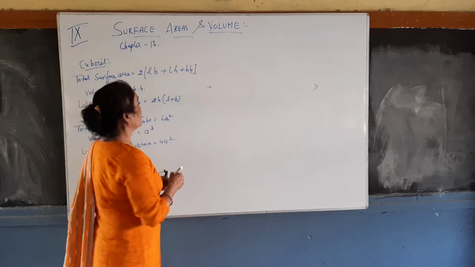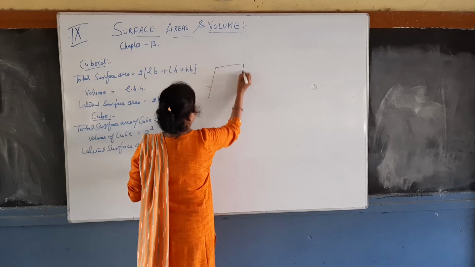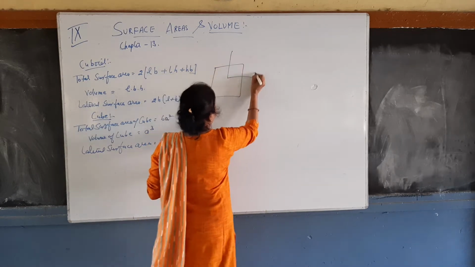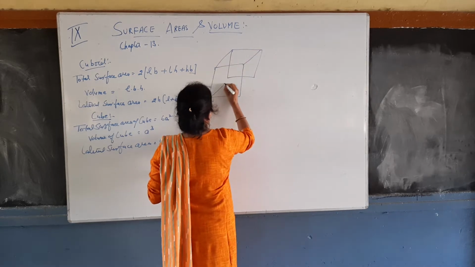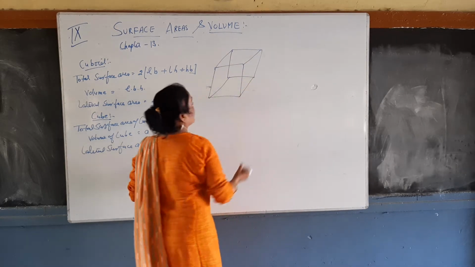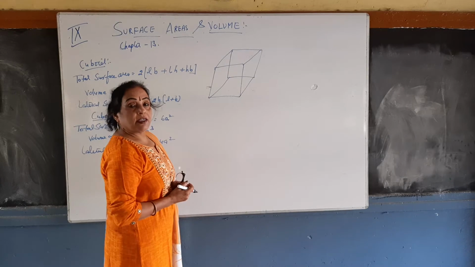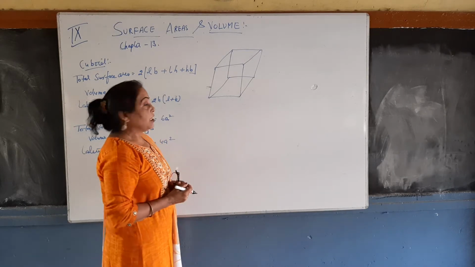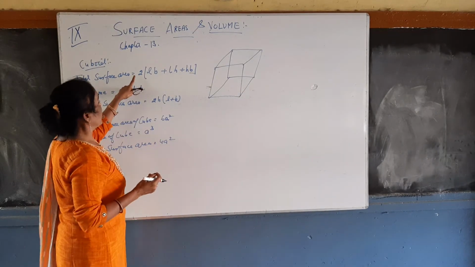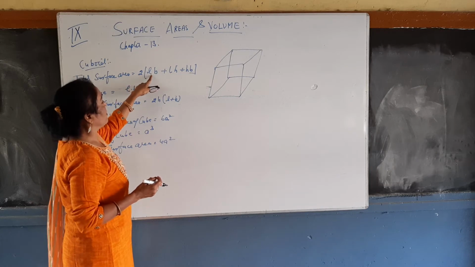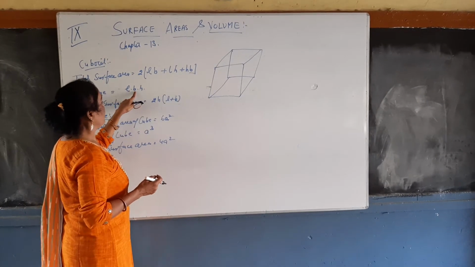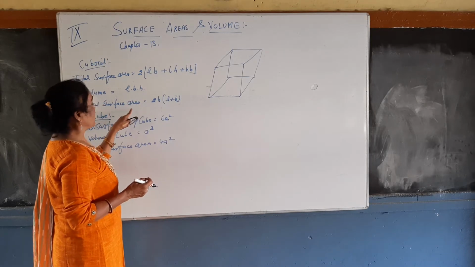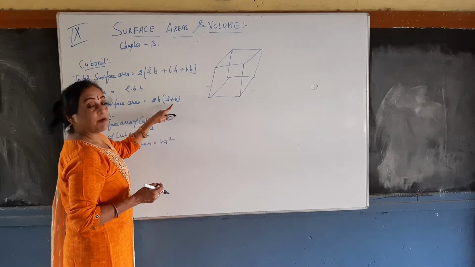Cuboid means the figure of the cuboid is like this. This is the figure of the cuboid. So here it has length, breadth and height. So total surface area of cuboid is 2(LB + BH + HL), and volume of cuboid is L into B into H, and lateral surface area will be 2H(L + B).